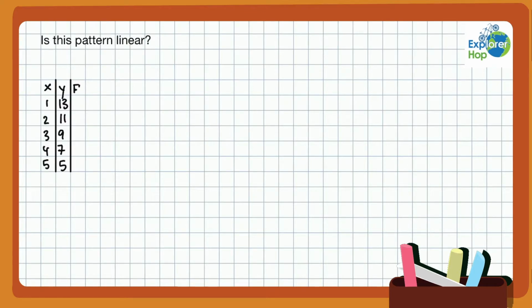So let's label this column FD. 11 minus 13 is negative 2. 9 minus 11 is also negative 2. 7 minus 9, negative 2. And 5 minus 7 is negative 2.